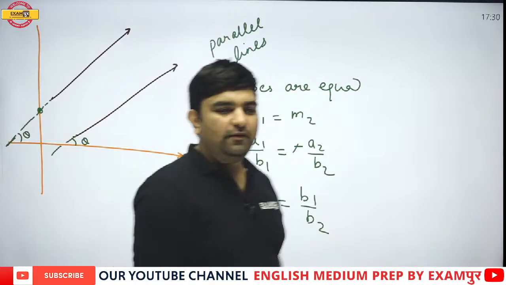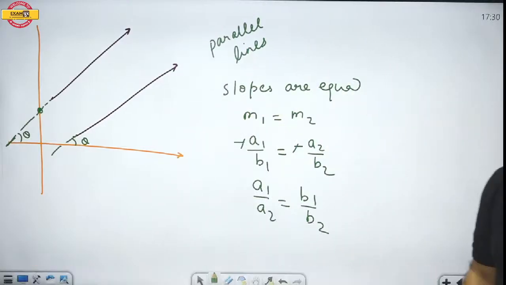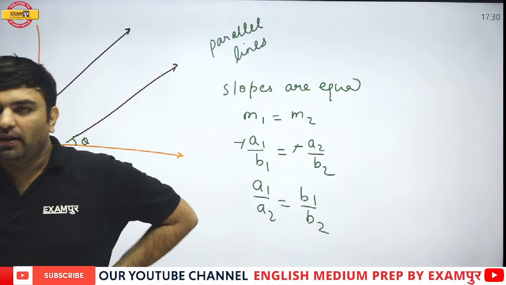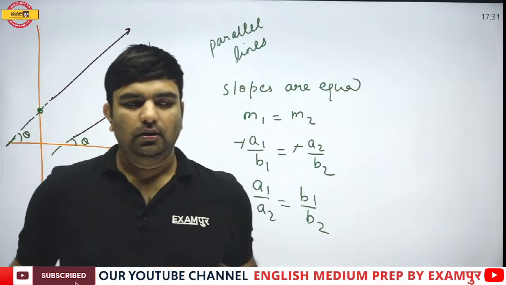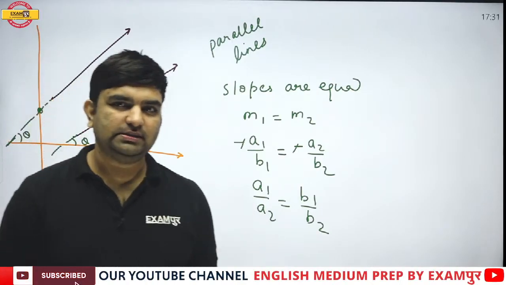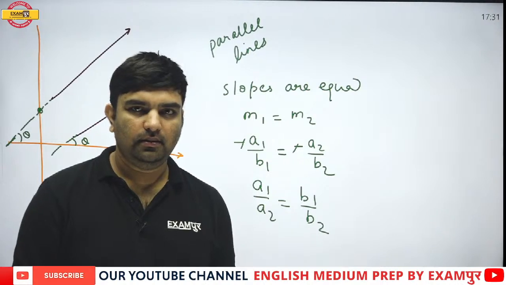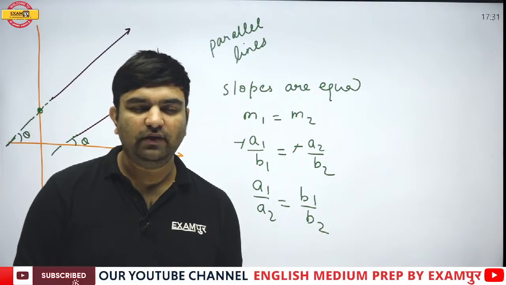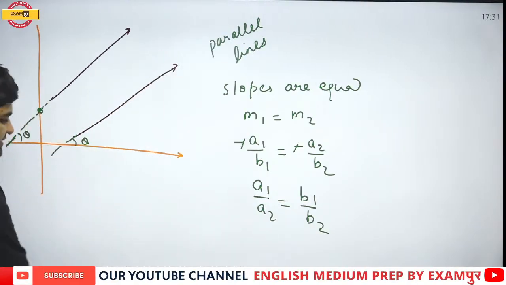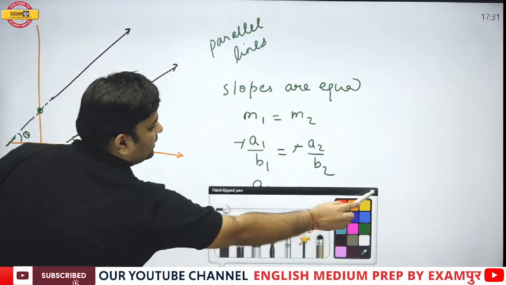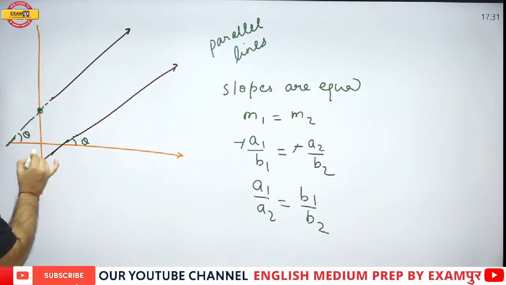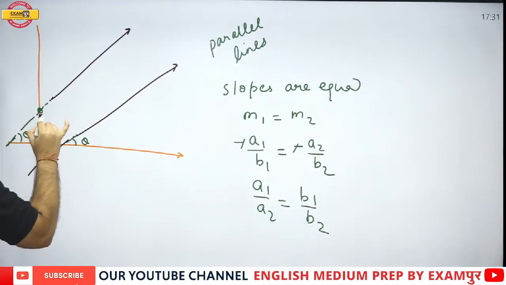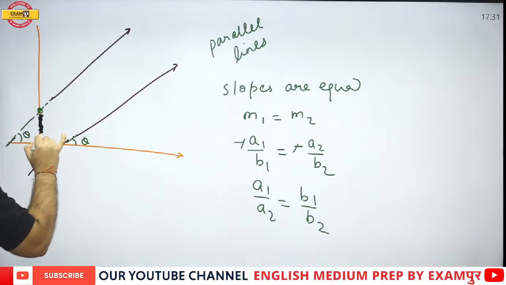Guys, what about c1 and c2? Would it be equal or not? Come on, tell me. What about c1 and c2? Guys, their intercepts are different. This is the intercept on the y-axis for this line, and this is the intercept of this line on the y-axis.